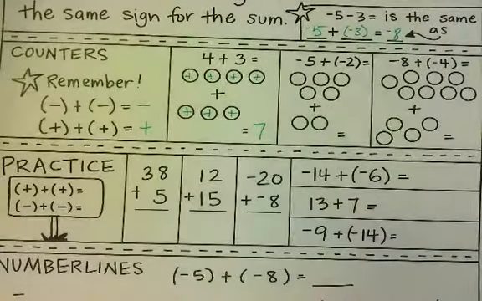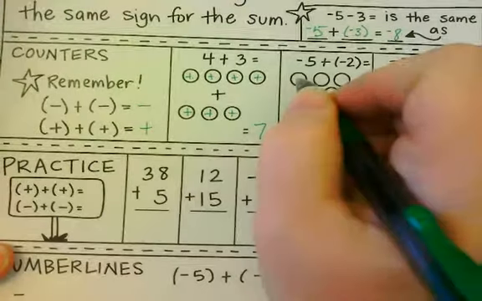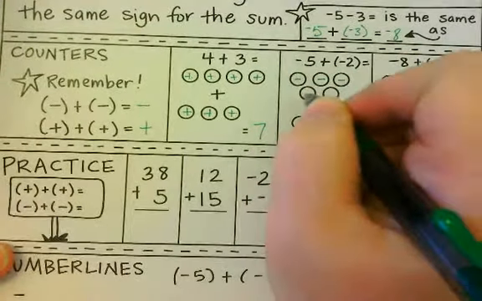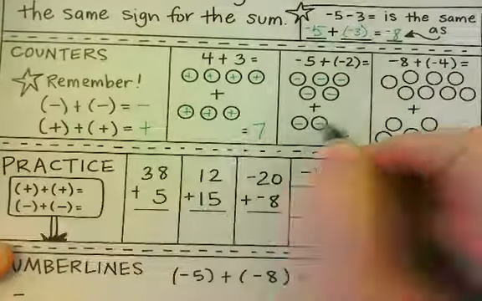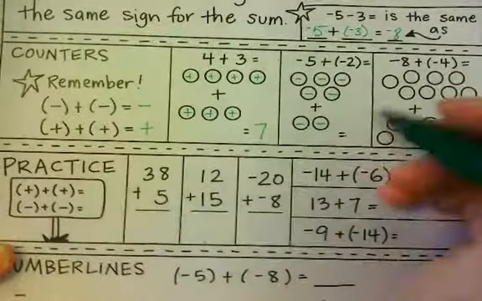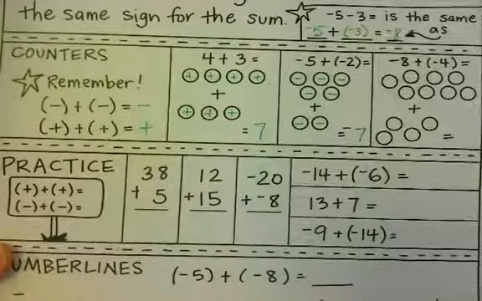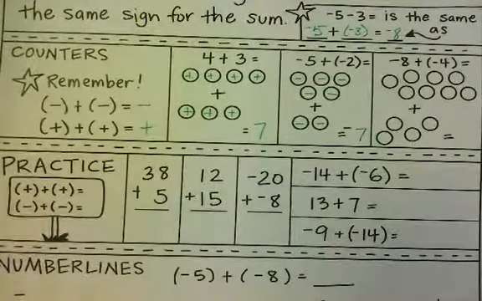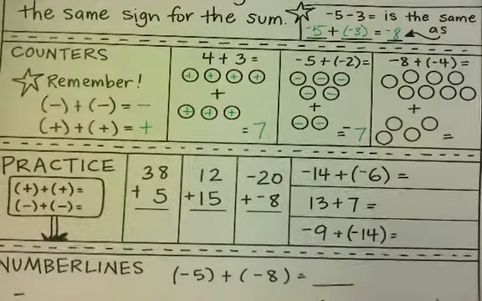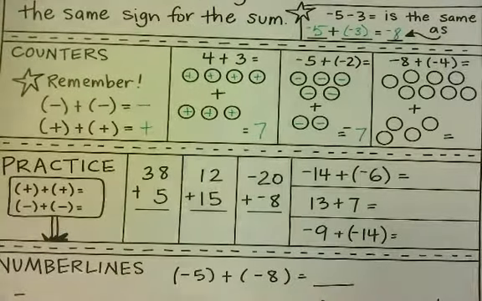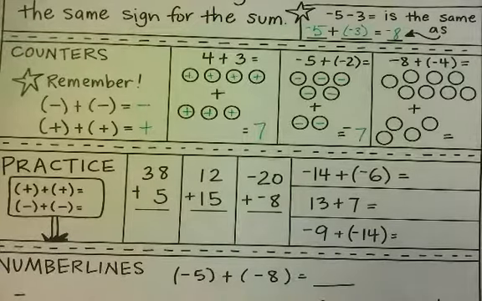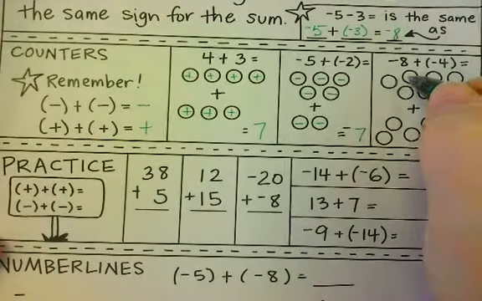Then right next to that, for the next one, we want to say I have 5 negatives and 2 negatives, and that's going to give me 7 negatives. So for that last one, we're going to do it again. And this one again is negatives. So we have 8 negatives.